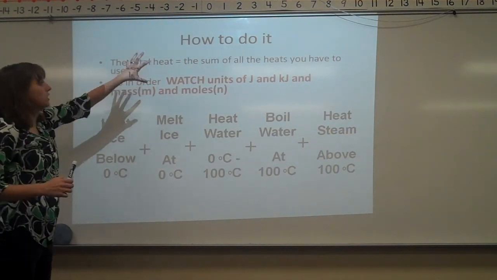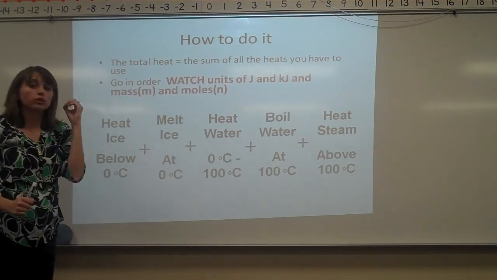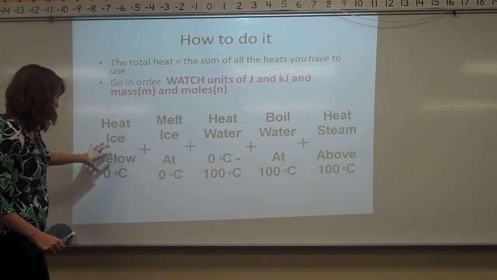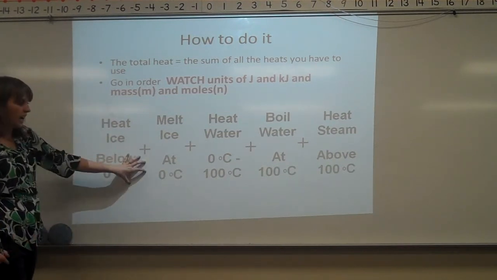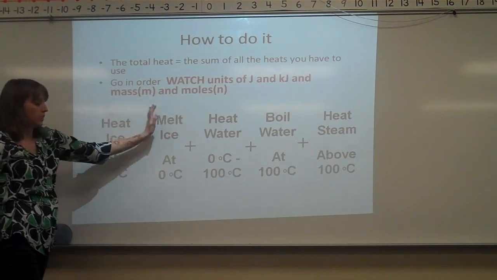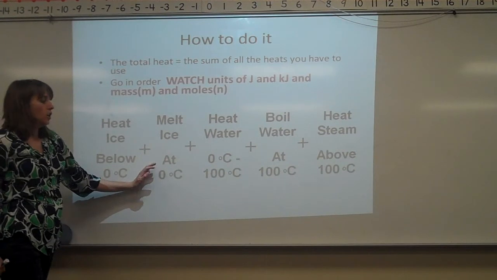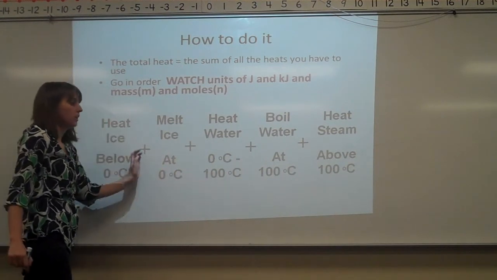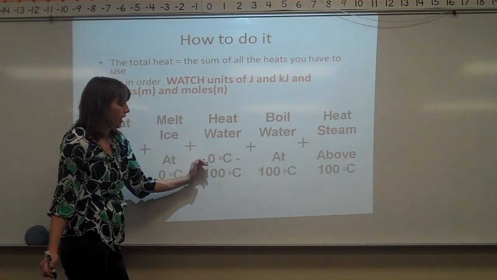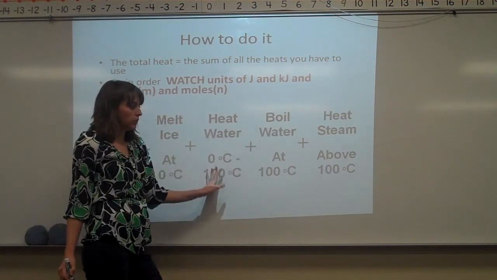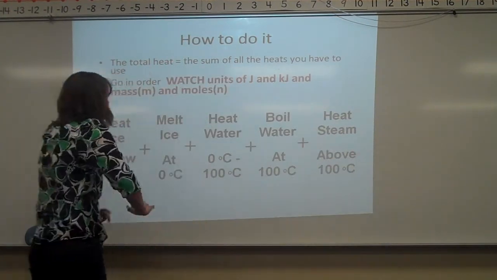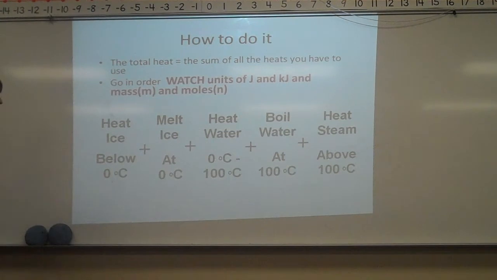The total heat is the sum of all of the heat you have to use. If you're starting as ice below 0 degrees Celsius, you're going to have to add the heat it takes to get to 0 degrees Celsius. Then, if you're going to change to water, you have to add the heat of fusion to make it water. Then anytime you're going in water to a different temperature, you have to add that energy until you get to boiling, and if you go to steam, its higher temperature as well. Let's do an example. I think it'll make more sense once we do an example.